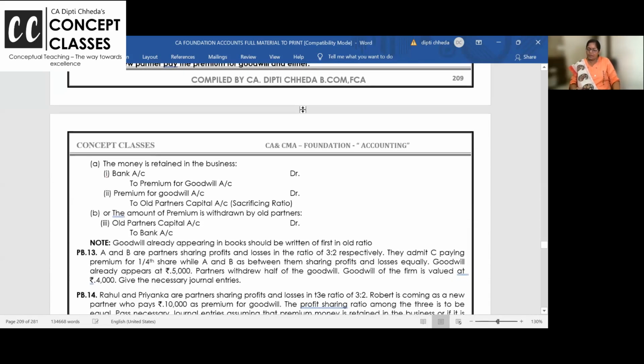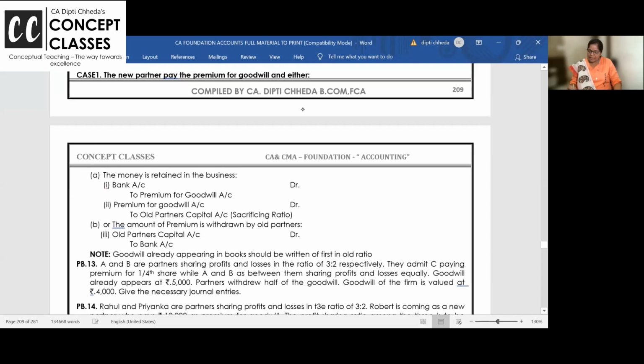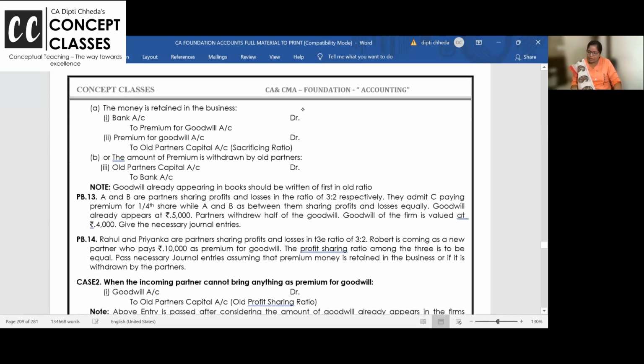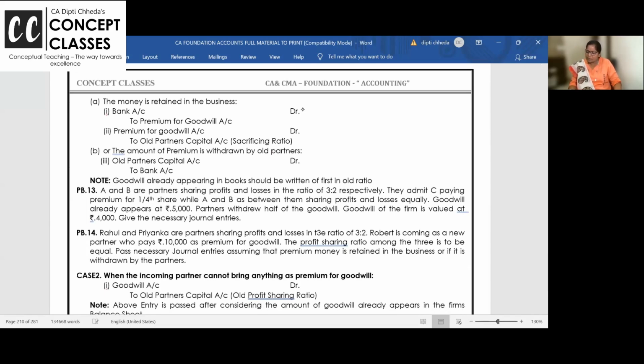Look here. If the new partner is bringing premium for goodwill, bank to premium for goodwill, premium to old partners in the sacrificing ratio. And if the amount of premium is withdrawn, then partner's capital account debit to bank. Goodwill already appearing in the books should be written off. Many times goodwill is just created by crediting old partners. So if there is some old goodwill in the books, write it off first. Underline this. This comes in the exam.